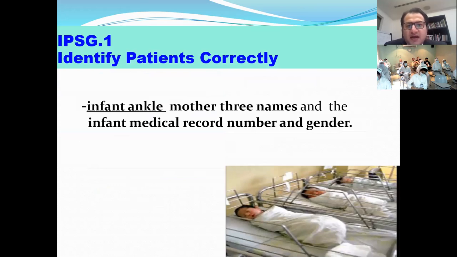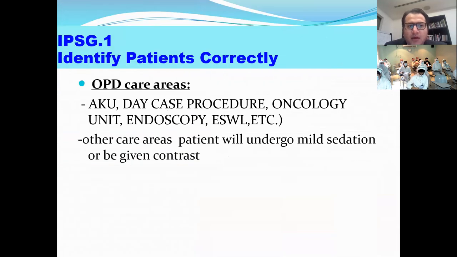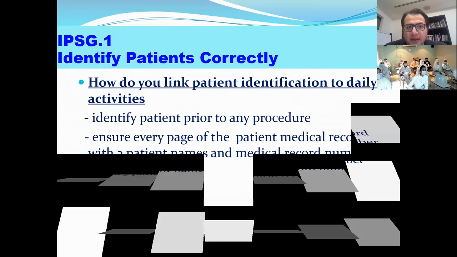As we said, the ID bracelet will be on the ankle, and we could also put it in the incubator. Remember, always, even in an outpatient clinic, artificial kidney unit, daycare, or oncology, you still need to identify your patient whenever you are giving him a mild sedation or any type of contrast.